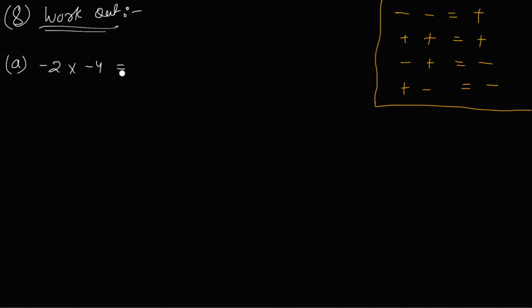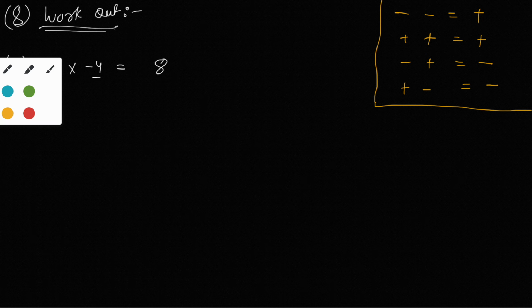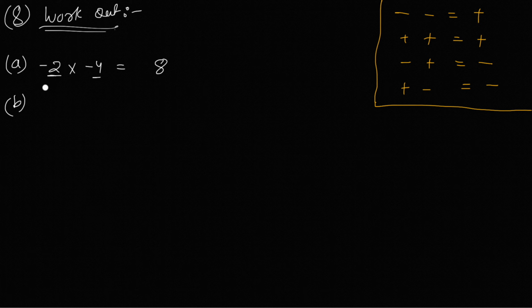So here, 2 times 4 is 8. Now comes the sign, negative negative. Check here, negative negative will give you positive, so it's a positive number and we don't have to include the sign. Now question number B, 8 times negative 3. 8 times 3 is 24. Now check positive negative. Positive negative will give you negative. Just put the sign here.